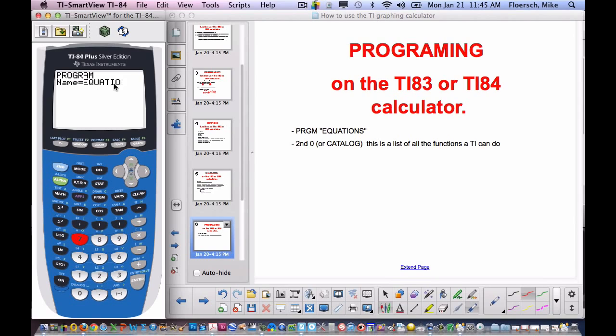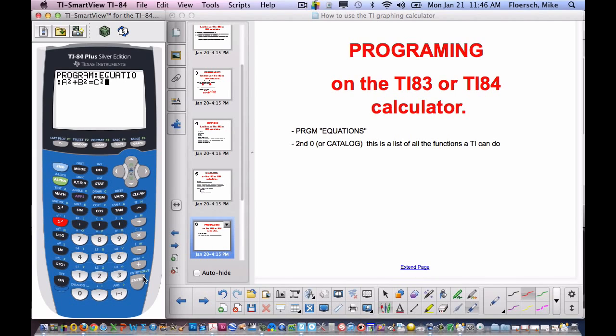So I'm going to leave it as equatio, hit enter, and now I can type in formulas that I think I might need. For example, a squared plus b squared equals c squared. So I go back, hit alpha a, hit the squared key, plus alpha b, hit the squared key again, equals. The equals symbol is under second math, or what we call test, and there's your equals key.